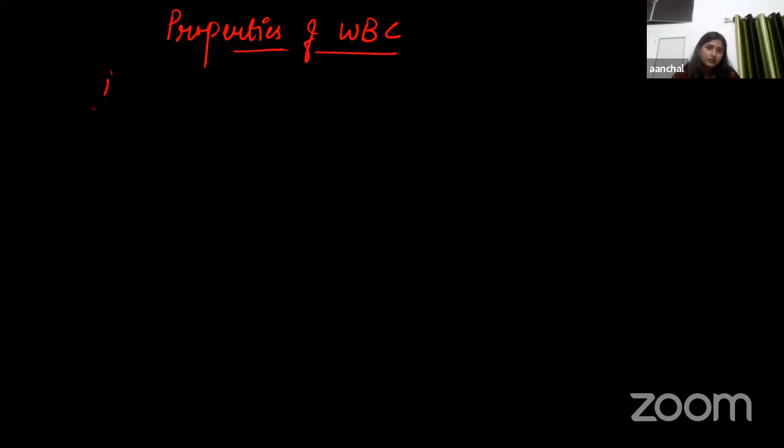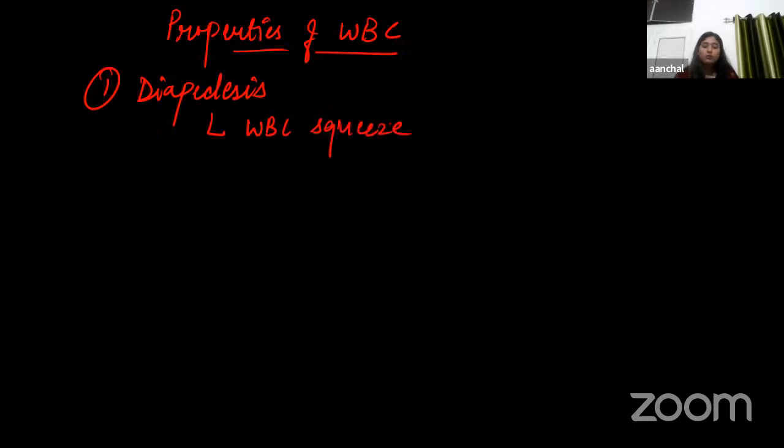Then another thing we have is properties. The properties of WBC. In properties, we first learn a very important property, that is diapedesis. This is the process by which leukocytes are squeezed through the narrow blood vessels. Okay. Then another thing we have is amoeboid movement.